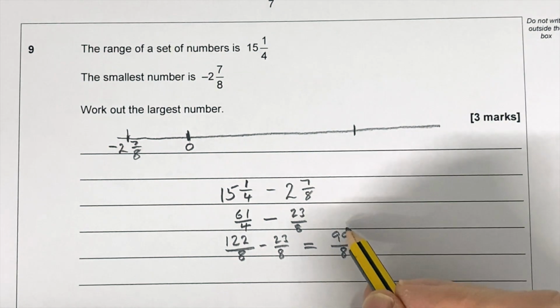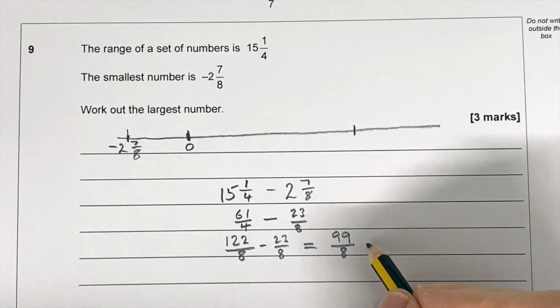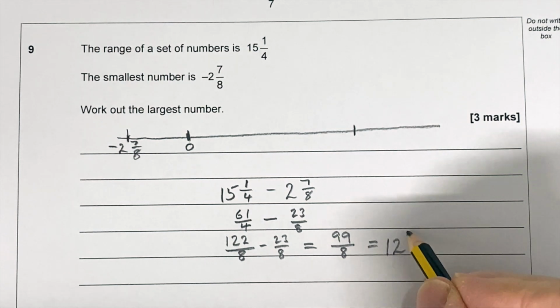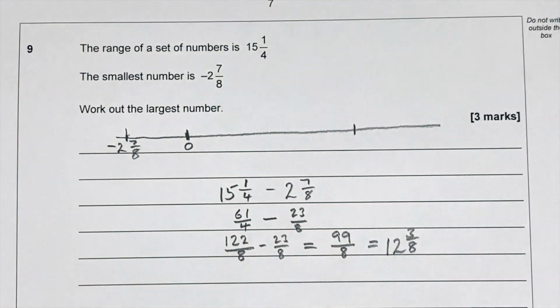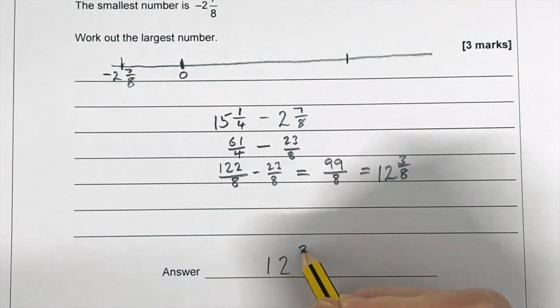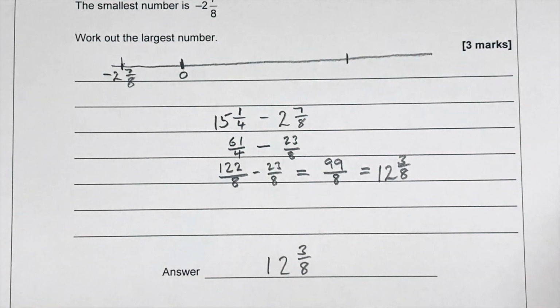So now let's change that to a mixed number. That is going to be 12 3/8. So there's our answer. Put it on the answer line, 12 3/8.